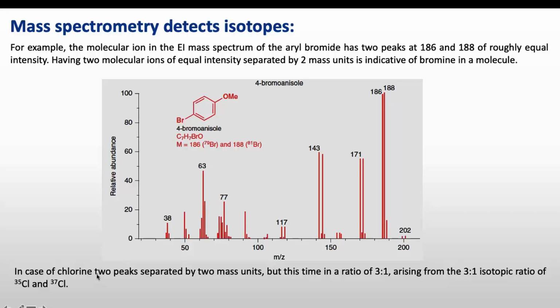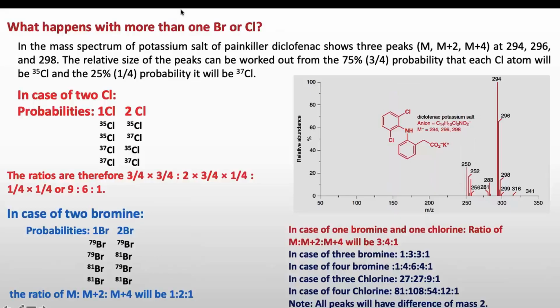In the case of chlorine, there are two peaks separated by two mass units, but the ratio is 3:1, arising from the 3:1 isotope ratio of 35Cl and 37Cl. In this case, it gives an indication that our molecule may have one chlorine. So mass spectrometry helps us find the number of halides in our molecule by detecting the isotopes of bromine or chlorine. Now the question is, if our molecule has more than one bromine or chlorine, how will we detect it?